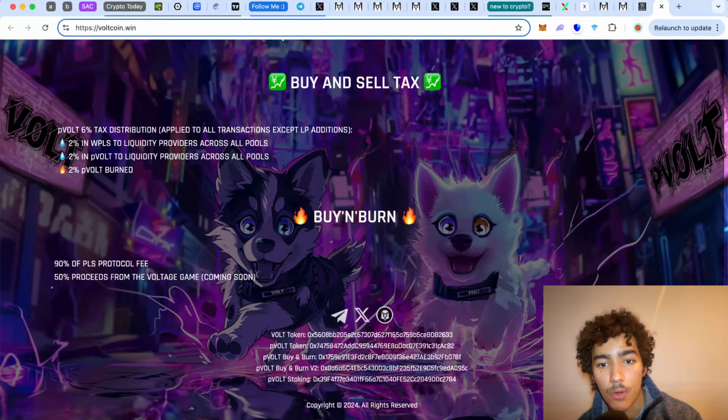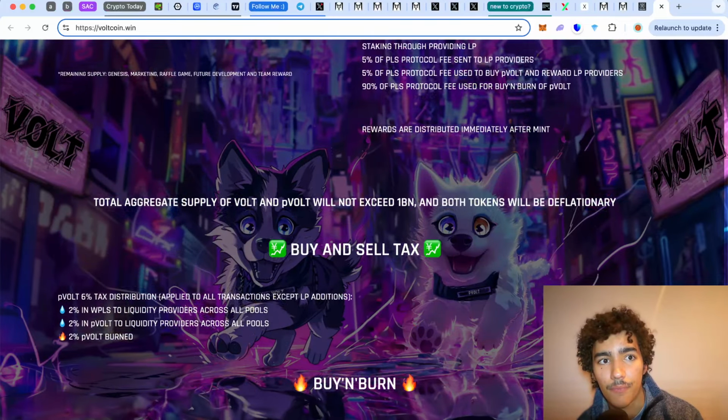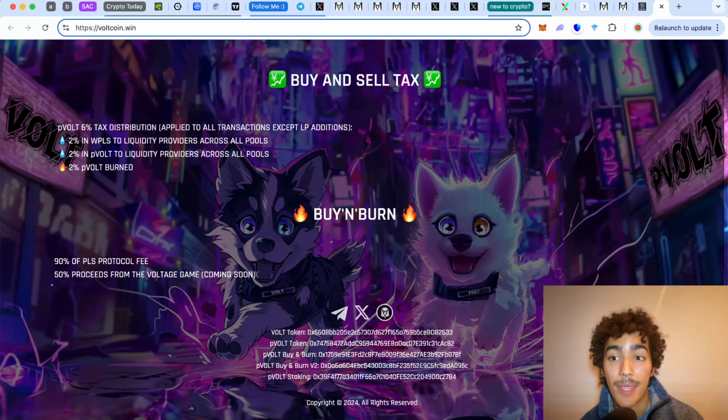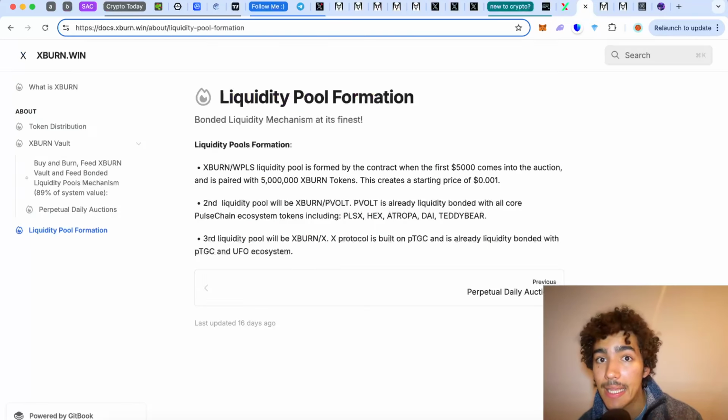But yeah, you can read more about it. You know, you can type vaultcoin.win. I'm not going to leave the link in the description because I need to do more research on this. That's why I'm not going to tell you 100% that this is the token that they're going to pair it up with.